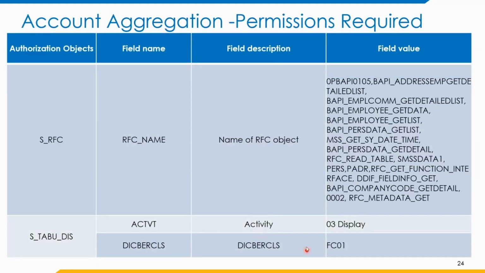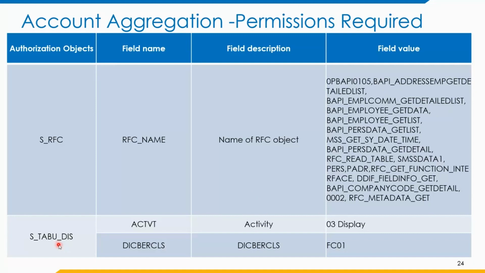Coming to account aggregation, this is another permission that is required by the service account. This is an S_RFC object that needs to be configured, and these are all the RFC names that need to be permitted for account aggregation: BAPI_EMPLOYEE_GETDATA, BAPI_EMPLOYEE_GETLIST, BAPI_PERSDATA_GETLIST, and similarly the others. These are all the different RFC names that need to be configured under the S_RFC authorization object for the account aggregation purpose.